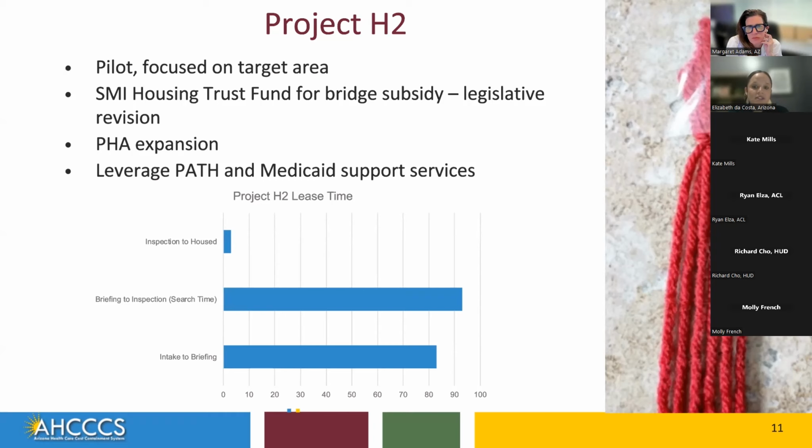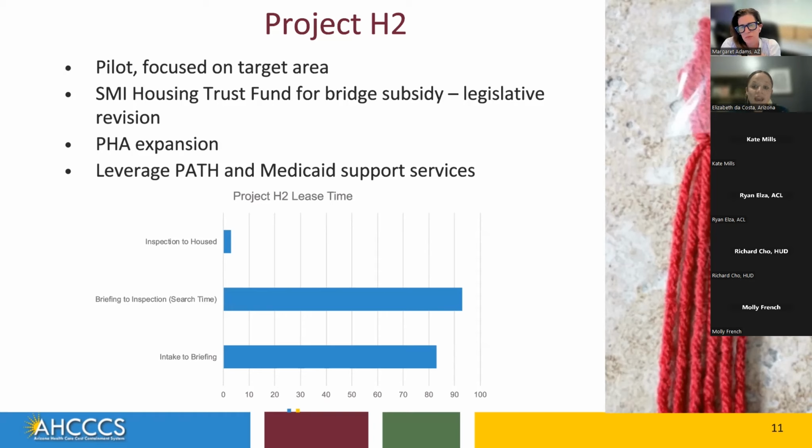So of the 275 vouchers, we were able to get 50 of them allocated to this Project H2 program, where we really worked in partnership with our Governor Transition Office, Access, the Continuum of Cares, to really try to target in our purpose and identify additional areas of learning to be able to actually inform our 1115 waiver, which we'll get to. But that project was able to then use some of our SMI Housing Trust Fund for the bridge subsidy. And I'll go into an example of that.